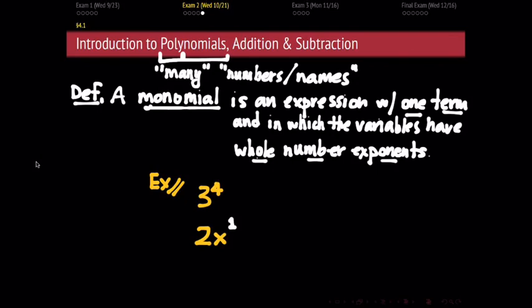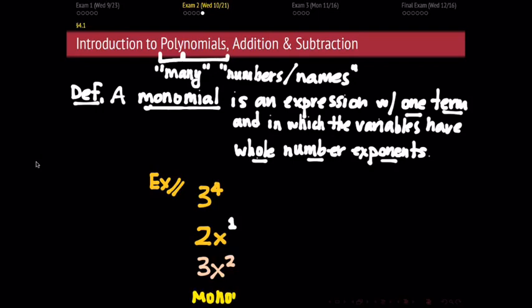Give me one more example of a monomial that might have a different exponent besides 1. 3x squared. Sure. That's a monomial. It's an expression with only a single term in it, and the variable, which in this example is x, has an exponent which is a whole number, specifically 2. So all of those are examples of monomials.